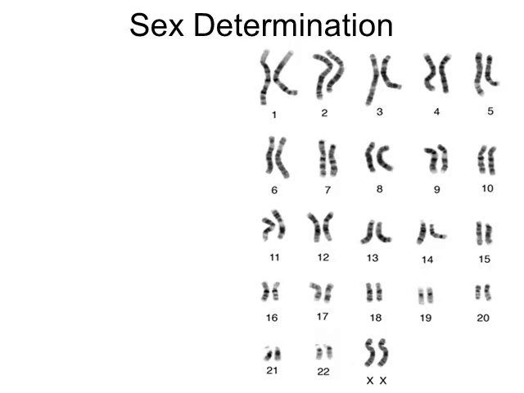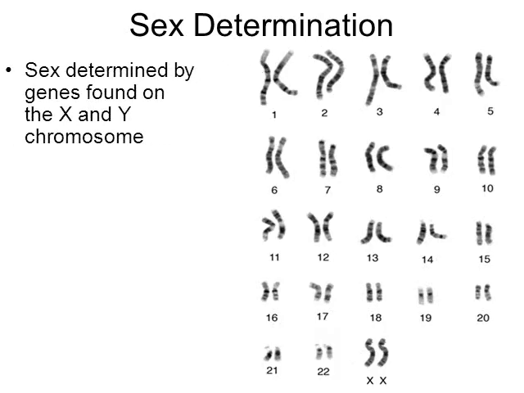Here we have a karyotype, and if you recall, a karyotype is a picture of a person's chromosomes. And like the notes say, a person's sex or gender is determined by genes that are found on the X and the Y chromosome. This is a karyotype of a woman. That's why you only see two X chromosomes where chromosome 23 is located. We'll look at a male karyotype in just a moment.